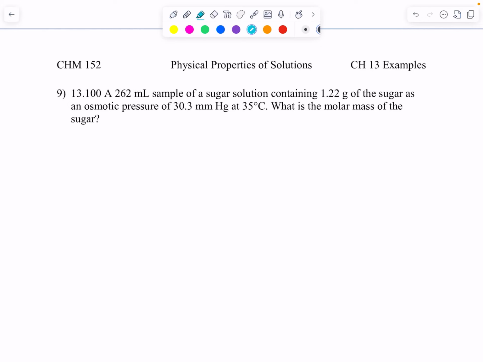Number 9, we have a 262 milliliter sample of a sugar solution that has 1.22 grams of sugar as osmotic pressure of 30.3 millimeters mercury at 35 degrees Celsius. We want to know what is the molar mass of the sugar. All right, well, we got osmotic pressure, so pi equals i M R T.